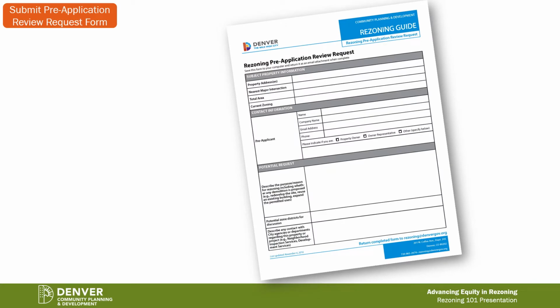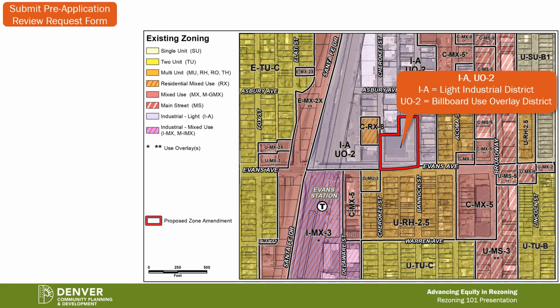So, the first step is to submit a pre-application review request form. This application will ask you to write in the existing zoning of your property, as well as potential zone districts for discussion with city staff. The existing zoning for our example property is IA-UO2.